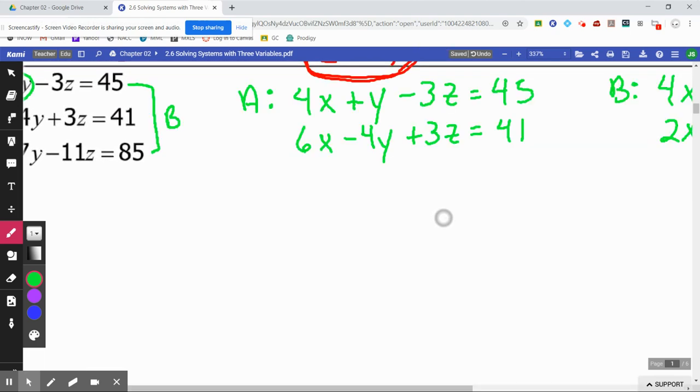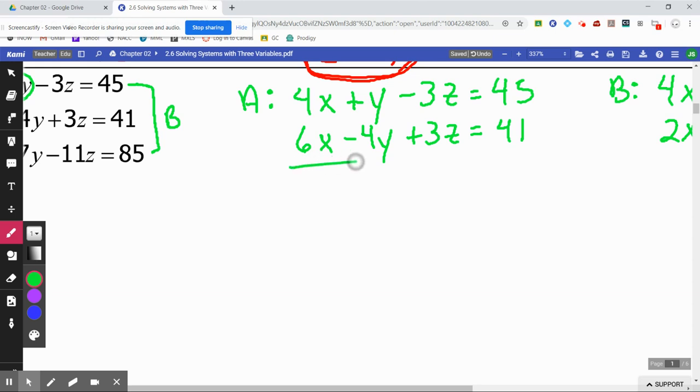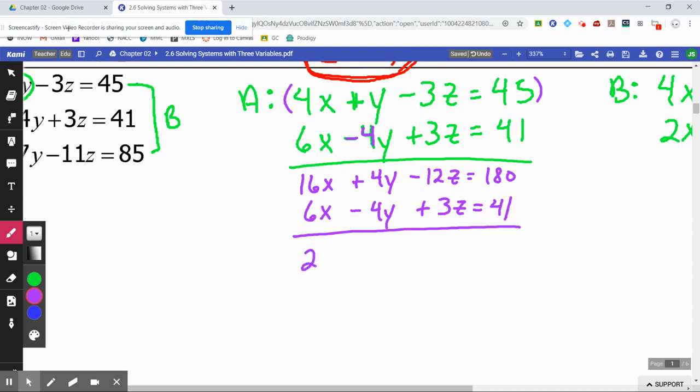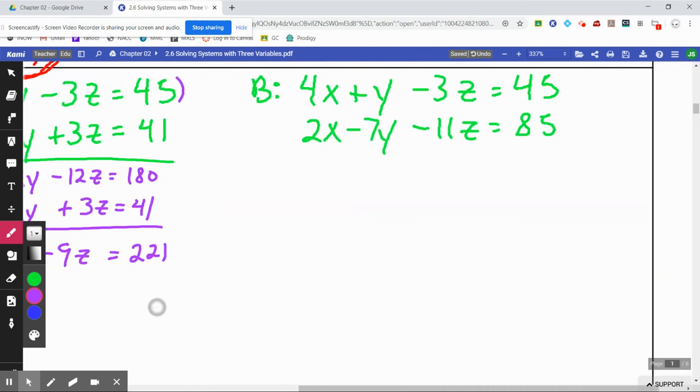So let me zoom in here and let's work on this. In order to eliminate my y's here, I have a -4y in the second equation. If I can get a +4y up here, then we can cross them out. So I'm going to take my first equation, I'm going to multiply everything by 4. And my second equation should be able to stay the same because I already have the -4 here. Now my y's are ready to cancel out. Combining the two equations gives me 22x's, -9z's is equal to 221. So no more y's.